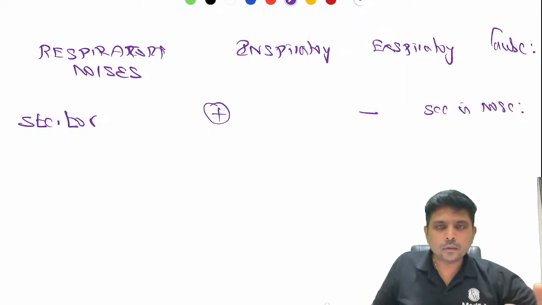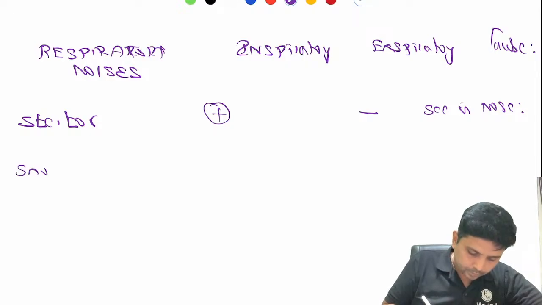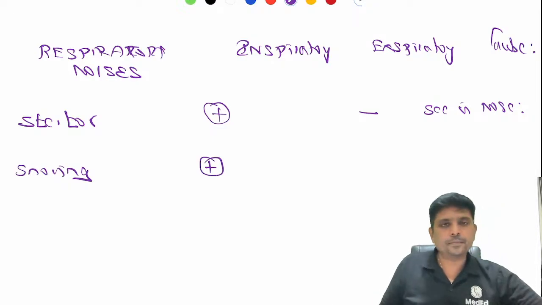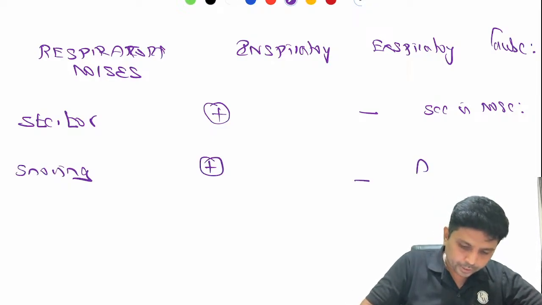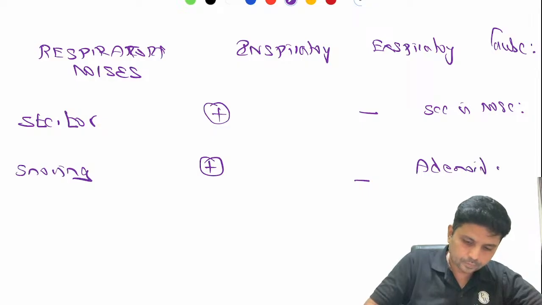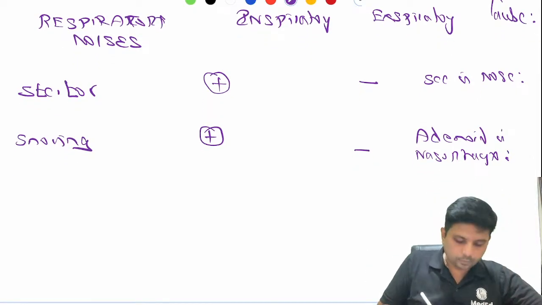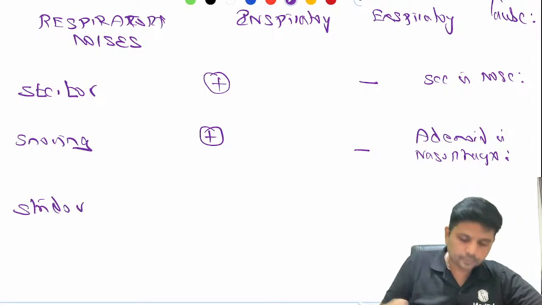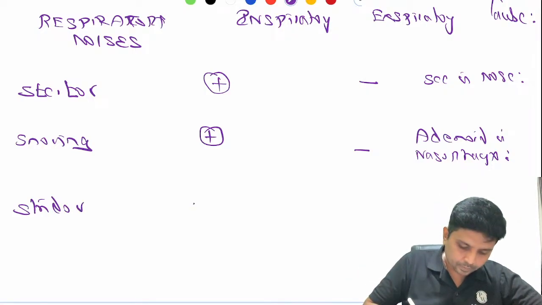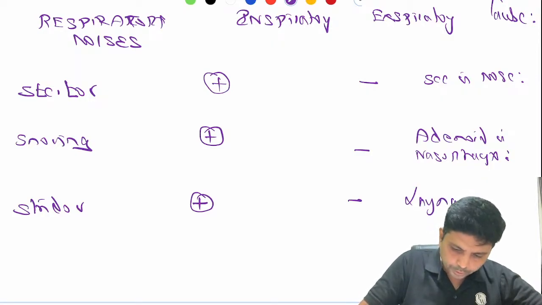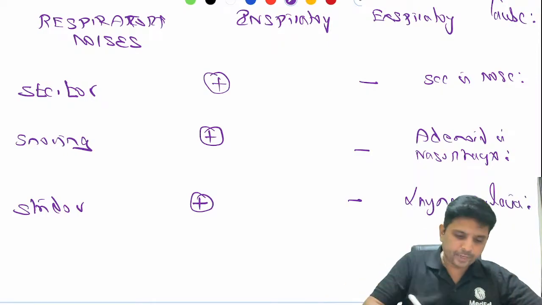The second, what is this? This is called snoring. Snoring is again inspiratory. It is due to adenoids in the nasopharynx. The third one, what is this? This is called stridor. Stridor is again inspiratory. More often it is due to laryngomalacia. These are all inspiratory noises.